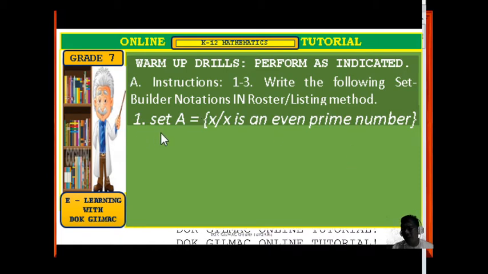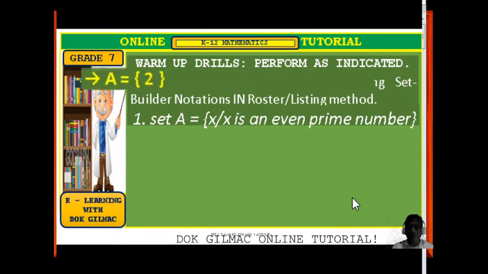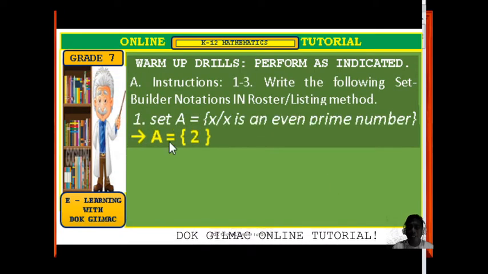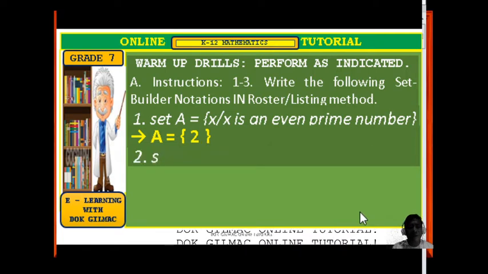So if we are to look for the element of set A, we simply have one element for set A, and that is equal to 2. So set A is just equal to 2. Okay? So this is just an example of a singleton set or a unit set, which was discussed to you last time. Let's have number 2.